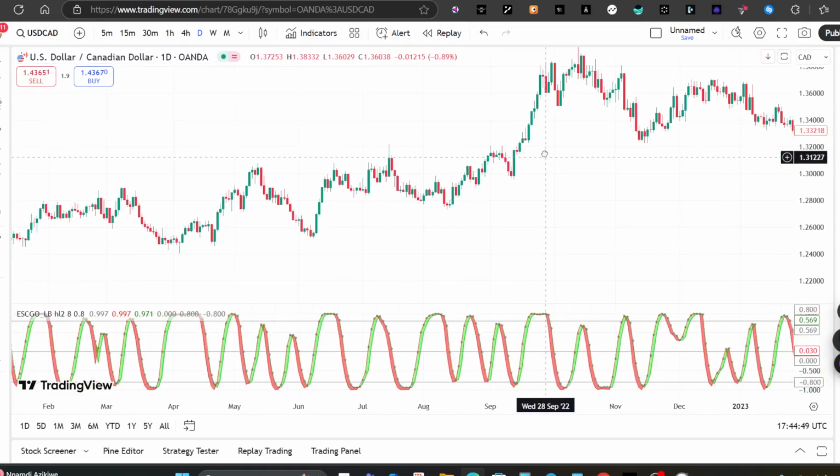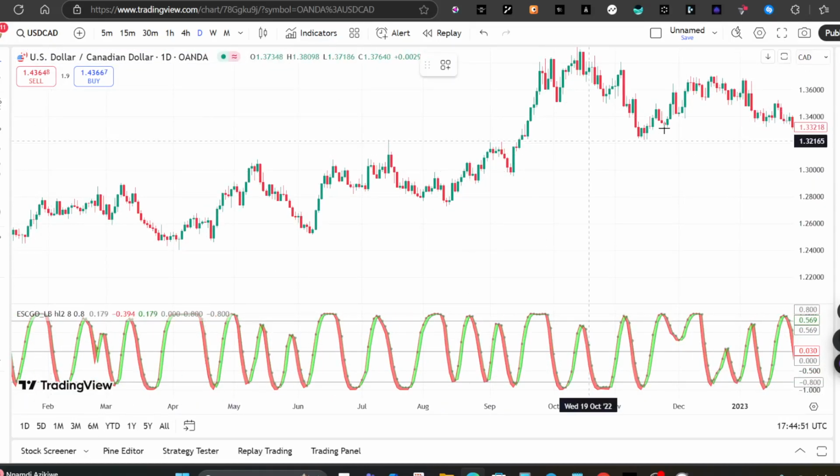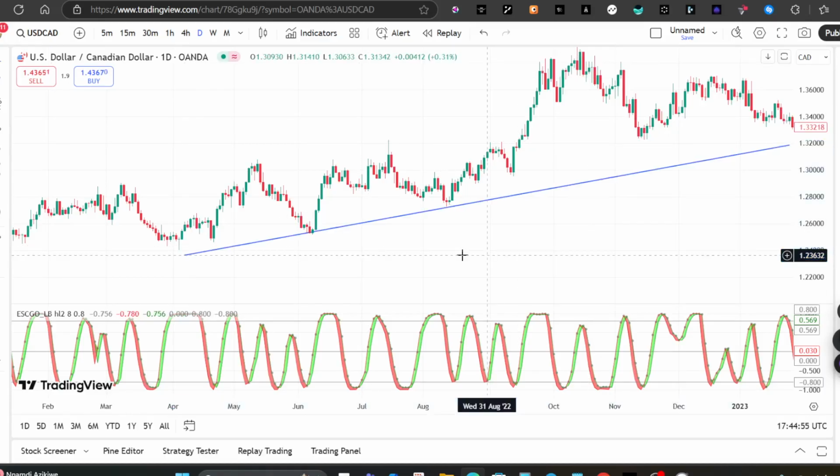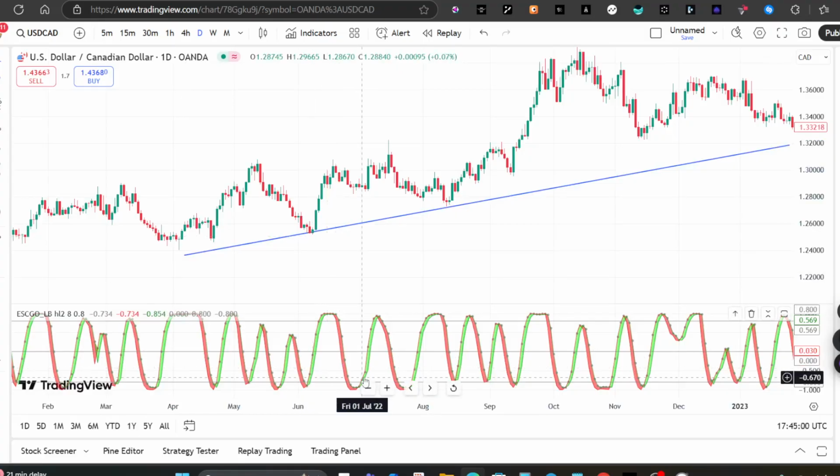You can see this was a buy trend, right? We have a buy trend here, and you can see we had a buy signal around here. This would have been a good place to enter buy. You can see here again we had a buy signal, here again we had a buy signal. So basically these buy signals were good signals because this was a bullish trend.